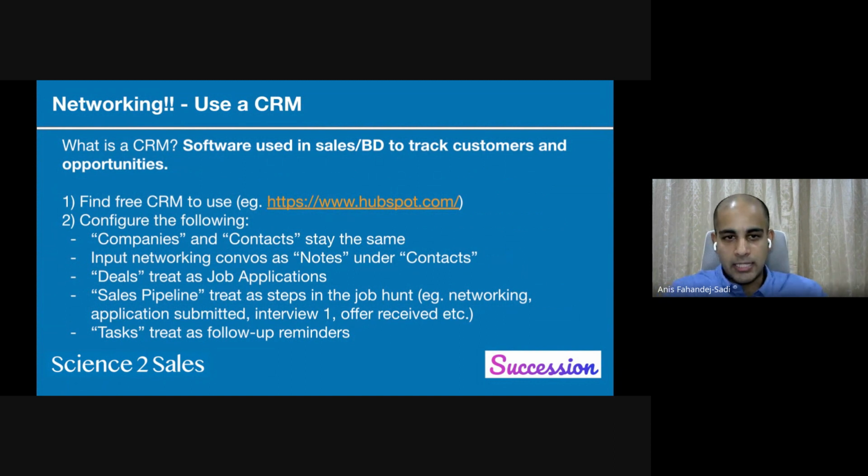So companies and contacts do the same. Now, any networking conversations and notes you have, put them under contacts as notes. Your deals are now your job applications. And your sales pipeline, you can rename to the steps in your job hunt, right? And now you can use the tasks as follow-up reminders as part of your job hunt process.